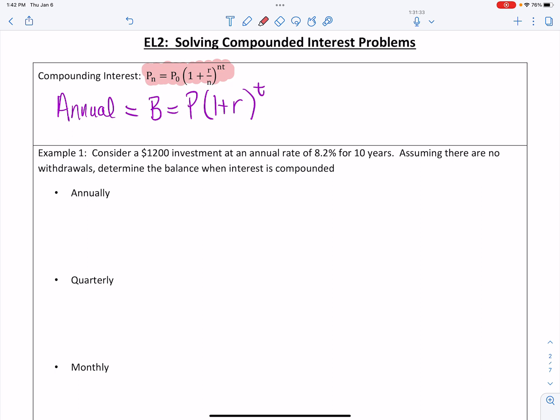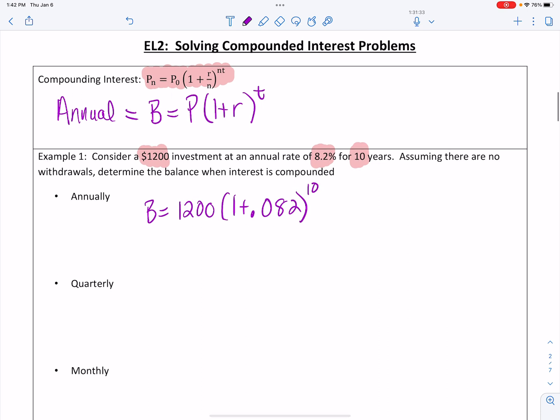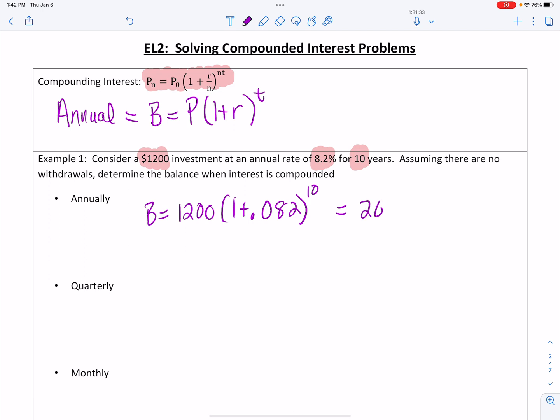Okay, so it says consider a $1,200 investment at an annual rate of 8.2% for 10 years. Find the balance. So if it is annual, then you literally are just going to do 1,200 times 1 plus 0.082 to the 10. And I'm going to pick up my calculator and type that in, 1,200 times 1 plus 0.082, and you can add that together. I really don't care at this point. And so my answer, and you're talking about money, so I'm going to round it 2 places, to the 09.